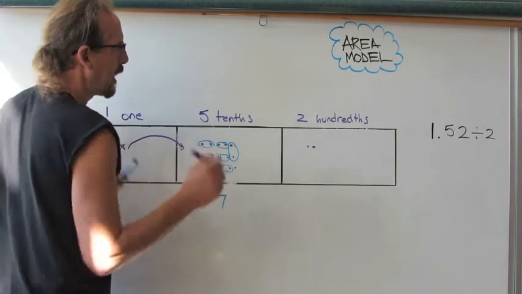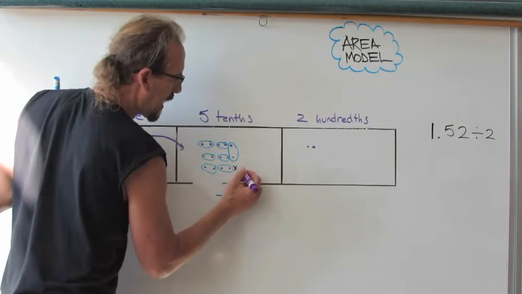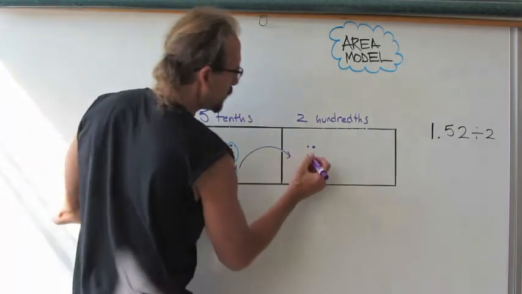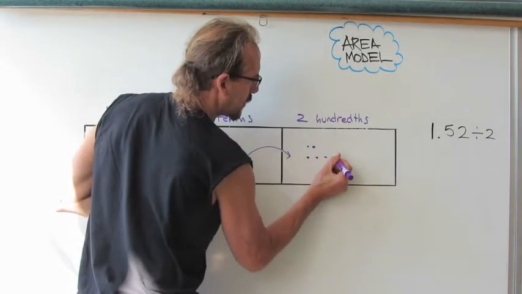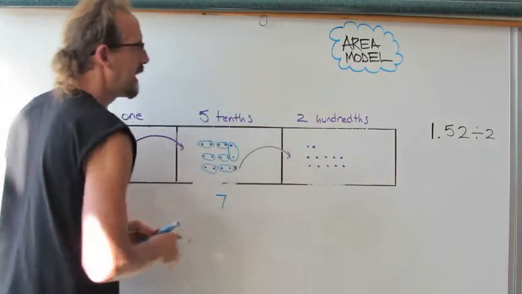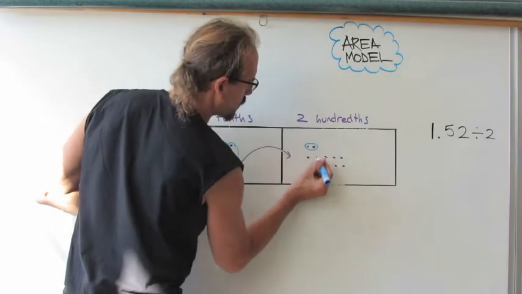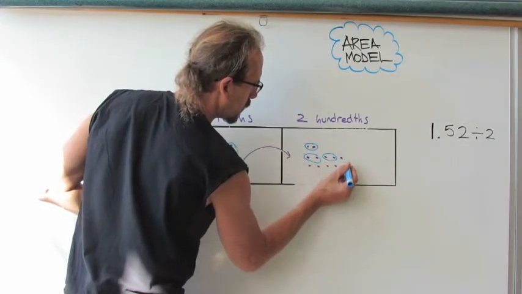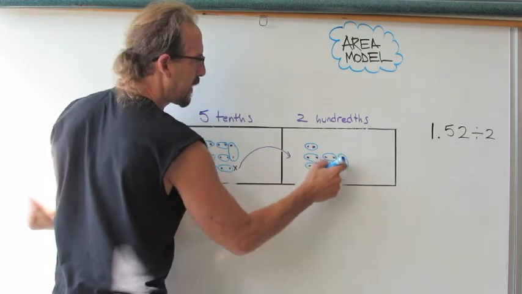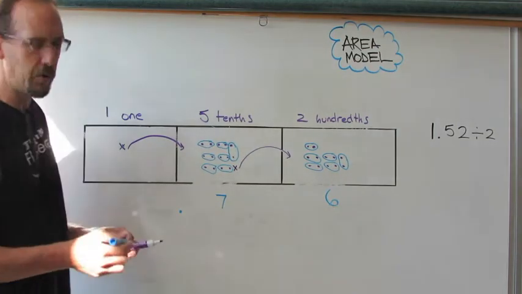Now, I'm going to take that one that's left here, and I'm going to rename that into my hundredths place, because I still got to use that. 1, 2, 3, 4, 5, 6, 7, 8, 9, 10. And now I have 12 hundredths. And I'm putting those into groups of 2. And I have 1, 2, 3, 4, 5, 6 groups of 2. And there is my quotient.